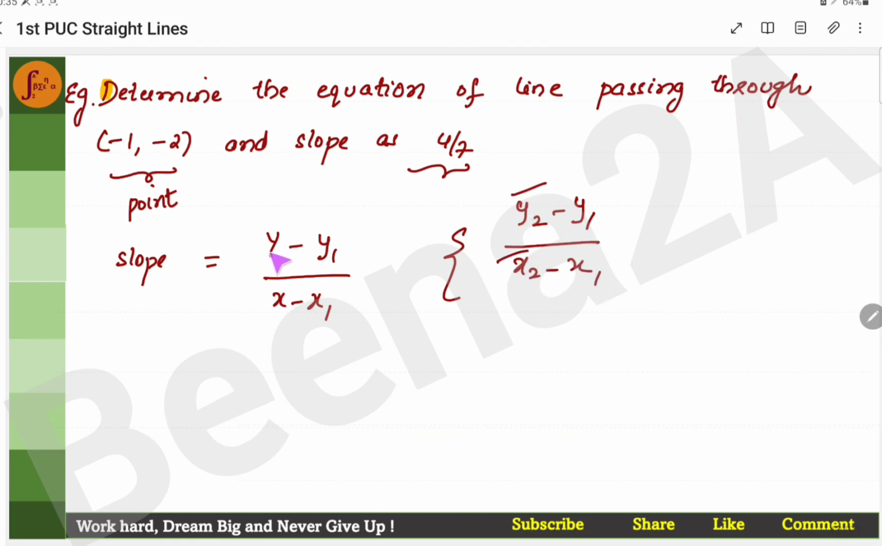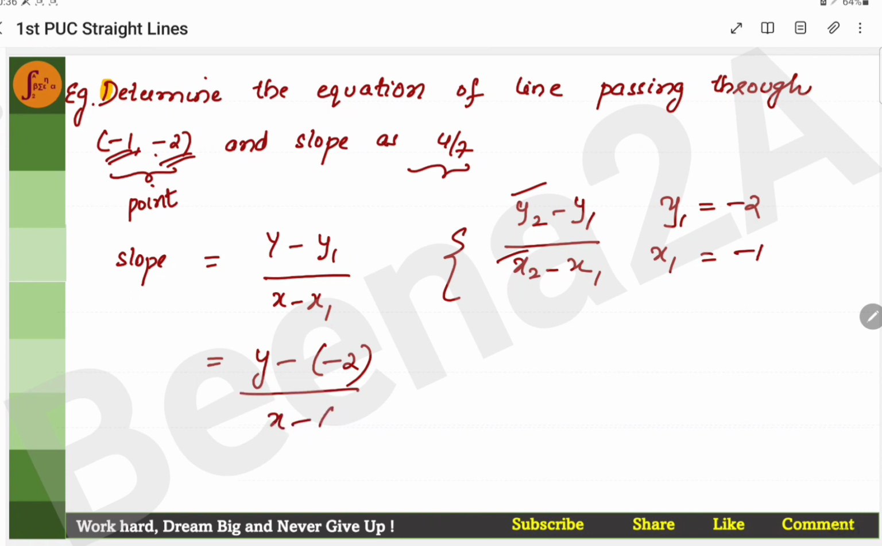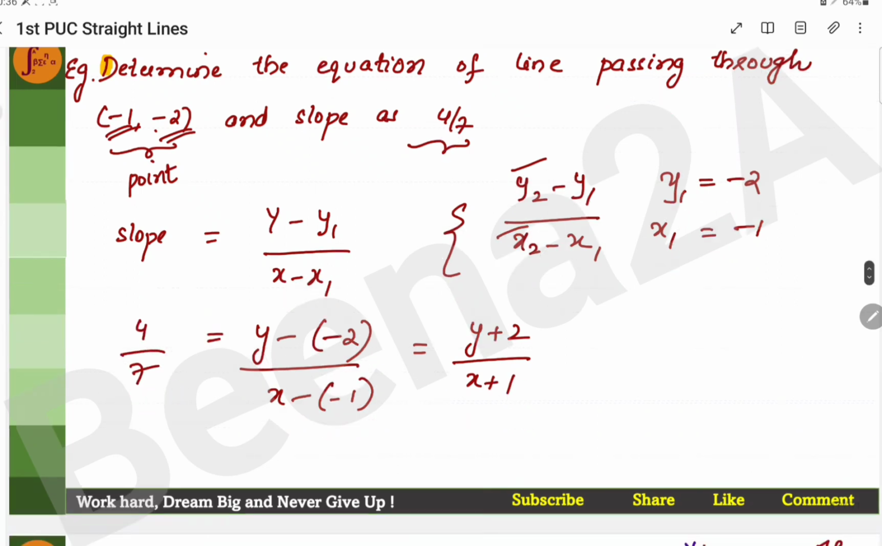But instead of y2, you're putting y and x. And instead of y1, you're putting whatever point is given in the question. y1 is -2 and x1 is -1. So let's substitute: y minus y1 is y plus 2, x minus x1 is x plus 1. So you'll get (y plus 2) by (x plus 1), and the slope is given as 4/7. So if I simplify this, I'll get 4 into (x plus 1) is equal to 7 into (y plus 2).